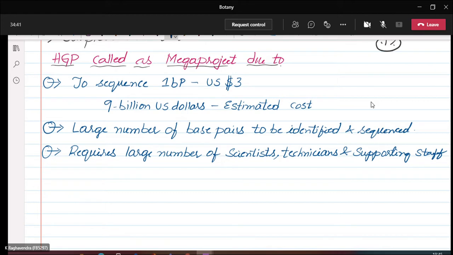Then here the storage of data, that means whatever data is going to be generated by sequencing this, it really requires 3,300 books. With each book comprising 1,000 pages, with each page minimum comprising 1,000 typed letters. So this is going to be very huge. That's the reason it is called a mega project. Storage of data.